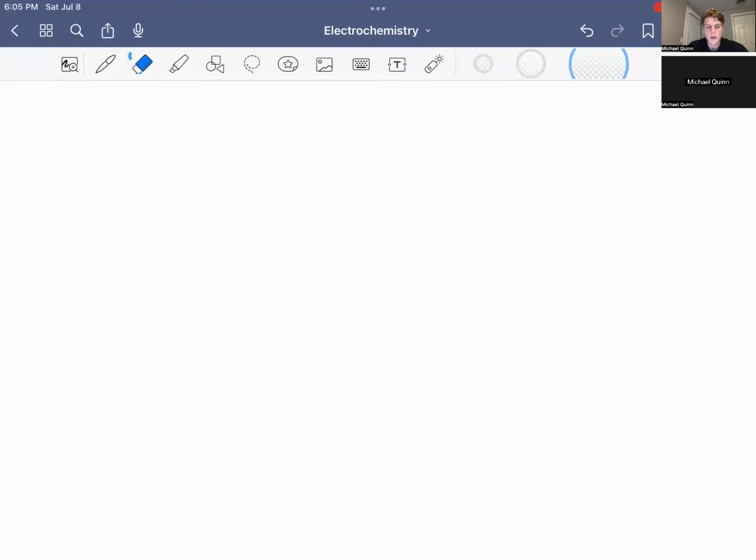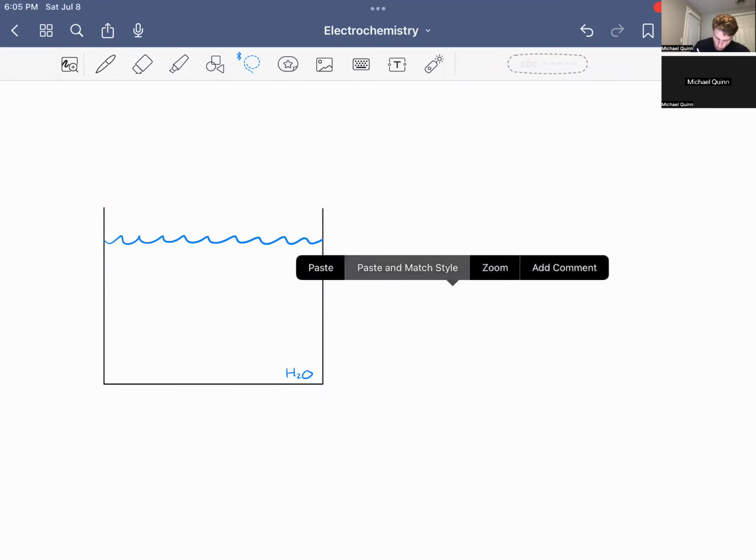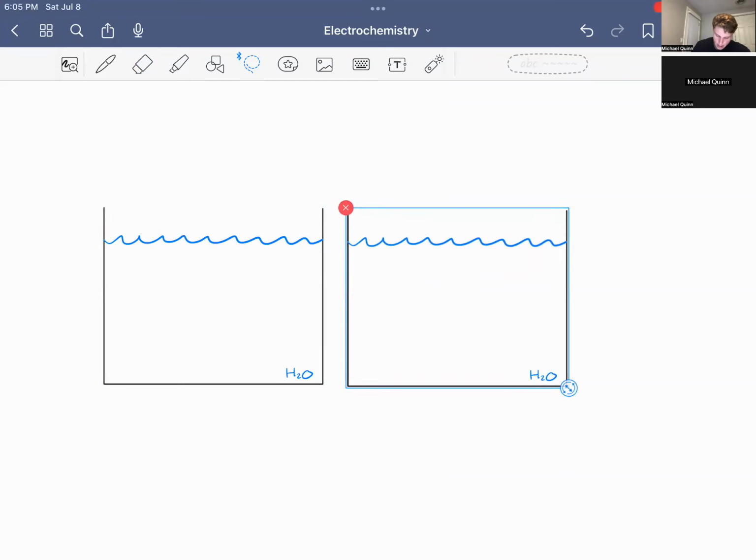In this module, I'm going to be covering the concept of electrochemistry. The first concept that I want to go over is how to draw an electrochemical cell. So an electrochemical cell will look something like this, with two beakers of water side by side. Now what we want to do is run a redox reaction that can generate electrical energy. So how can we do this?